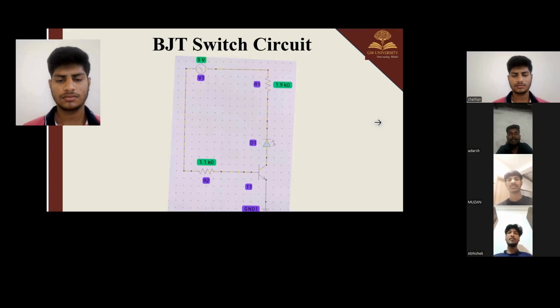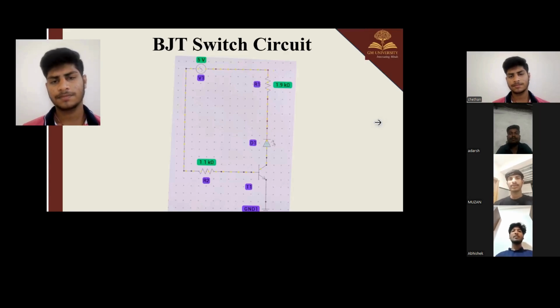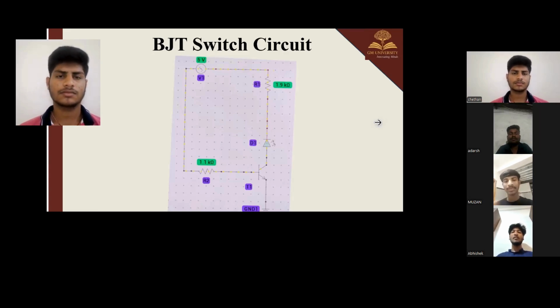Hello everyone, myself Abhishek. Today I would like to talk about the concept of the inverting amplifier, which is one of the most fundamental circuits in analog electronics. It is widely used in signal processing, instrumentation systems, control systems, and audio electronics.